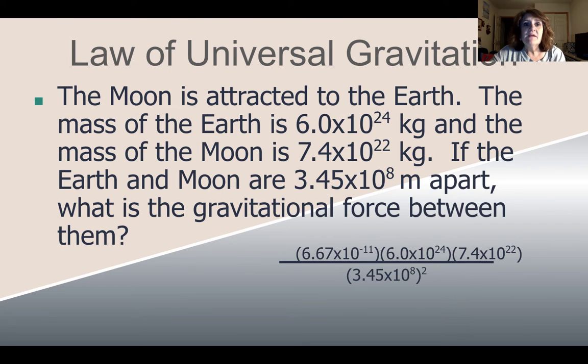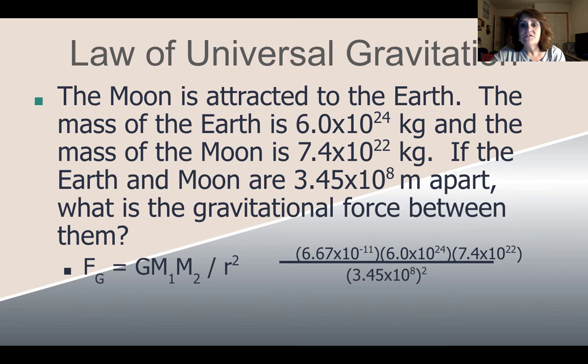Example 2, the moon is attracted to the earth. The mass of the earth is 6 times 10 to the 24th kilograms, and the mass of the moon is 7.4 times 10 to the 22nd kilograms. If the earth and the moon are 3.45 times 10 to the 8th meters apart, what is the gravitational force between them? Remember, Fg, the force of gravity, is big G, m1, m2 divided by r squared.